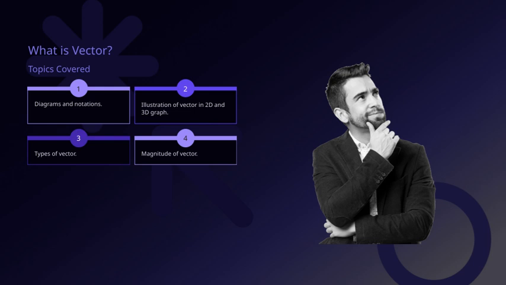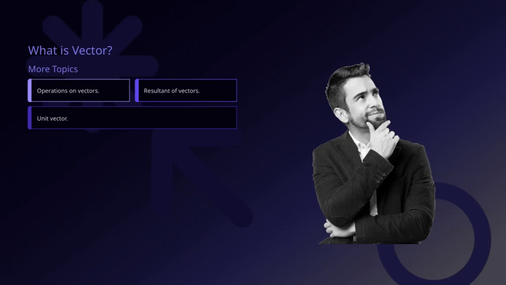Finally, we'll look at diagrams and notations. Visual representations help clarify the properties and relationships of vectors, and proper notation ensures we're communicating about them accurately and clearly in our work and studies. Connecting all these points, understanding the magnitude and types of vectors, along with how we represent them visually, is fundamental to mastering vector concepts and applying them effectively across different fields.